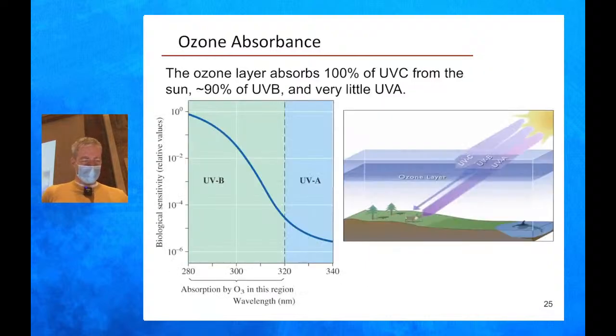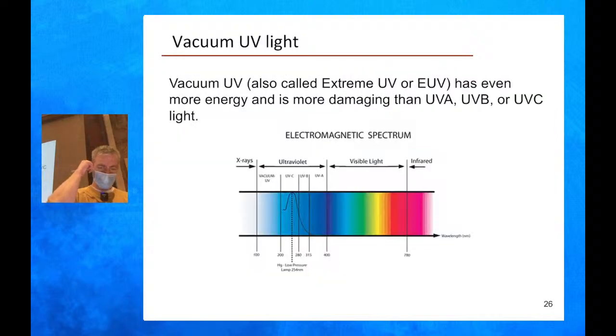So this is a graph here. It's kind of showing where in the spectrum, how much of the light actually gets through. So basically, this is how much is blocked up here. UVB is about 90% blocked by the ozone layer, and basically none of the UVA gets blocked. It all just goes straight through. So thanks to the ozone layer for protecting us from the most dangerous wavelengths of sunlight. We talked about the vacuum UV as well, the extreme UV. It's past UVC. This doesn't get far into our atmosphere at all, so we don't have to worry about extreme UV.